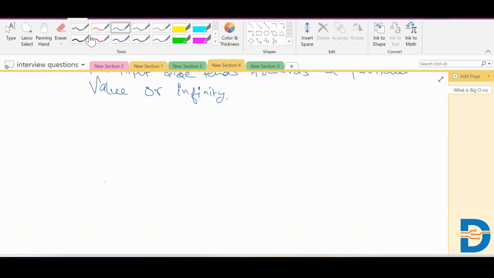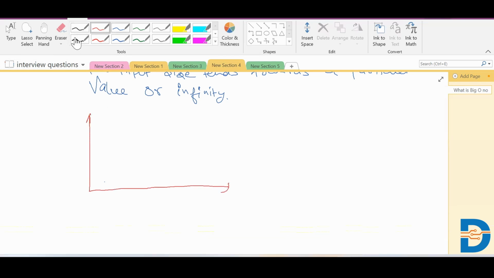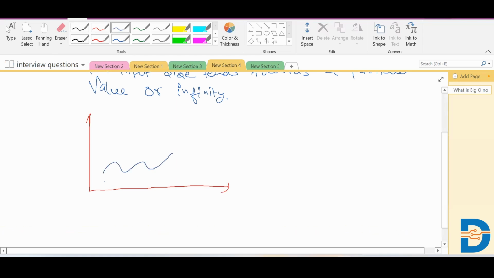So let's say we have two functionalities. Let's say this is one of the functionalities, and this is another functionality. Let's call this f of n, and this function is c times g of n.